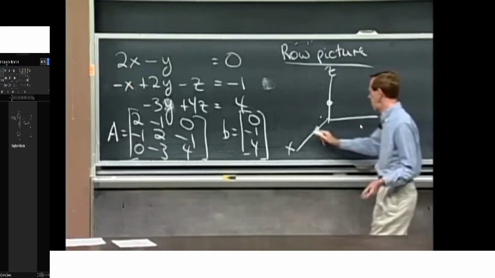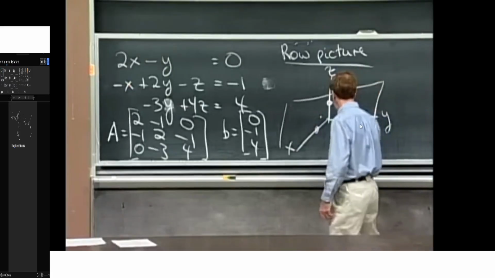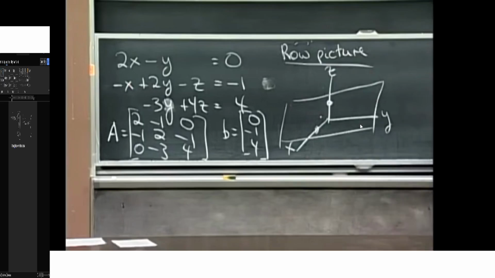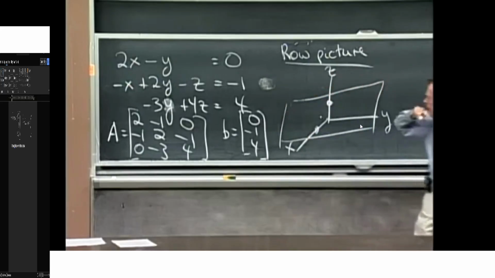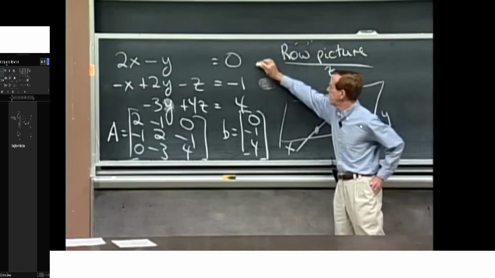So I'm just going to draw a plane, right? There's a plane somewhere. That's my plane. That plane is all the points that solve this equation. Okay. Then, what about this one?